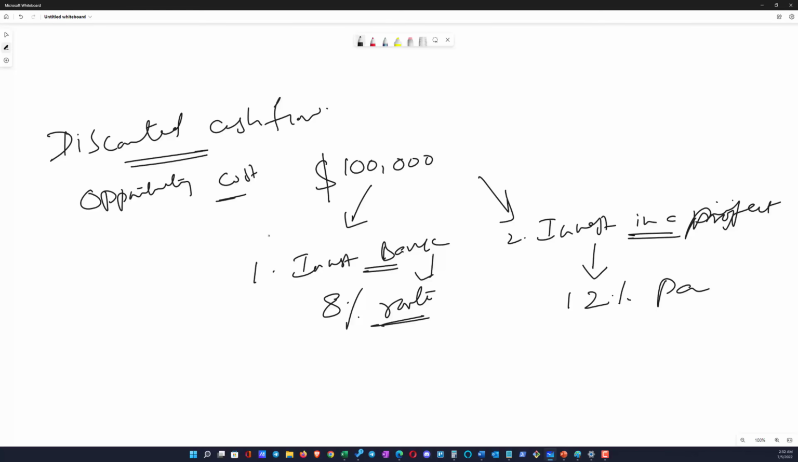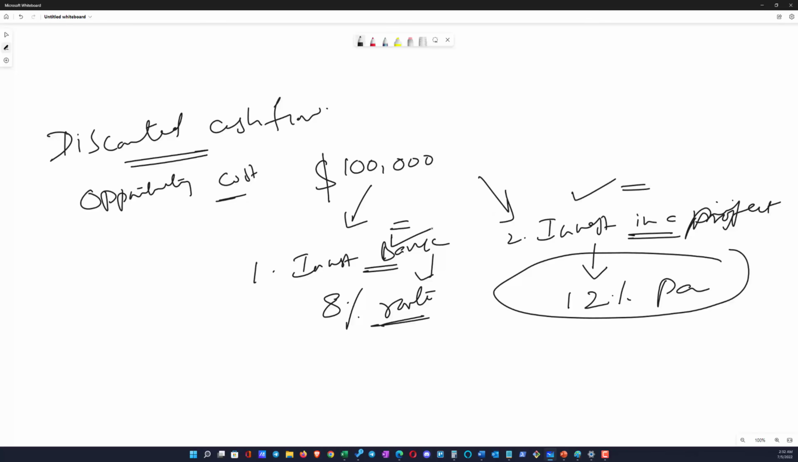Now, you have two choices. You can invest in a bank, or you can invest in a project. Any person who is good with maths would say, I'm going to go for 12% per annum. But there are some people who are very risk averse. They don't know whether the project is going to be successful or not. They may want to go with investing in a bank.